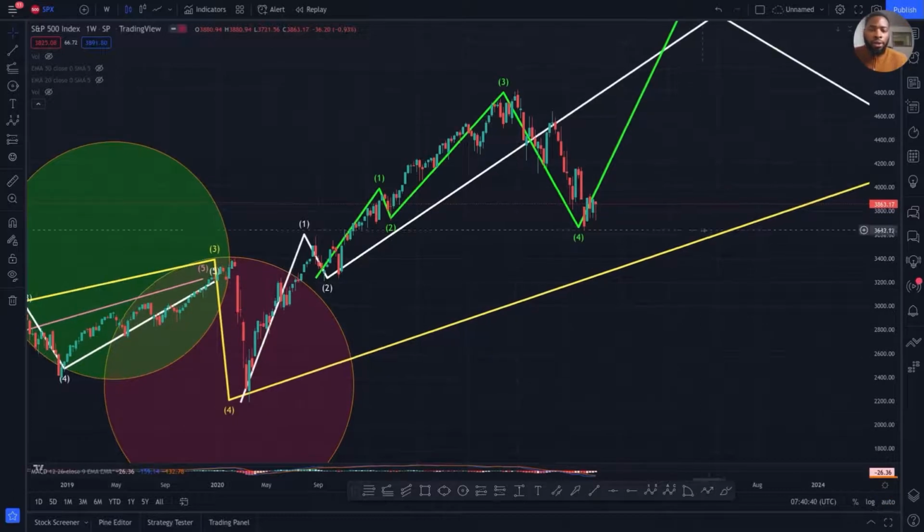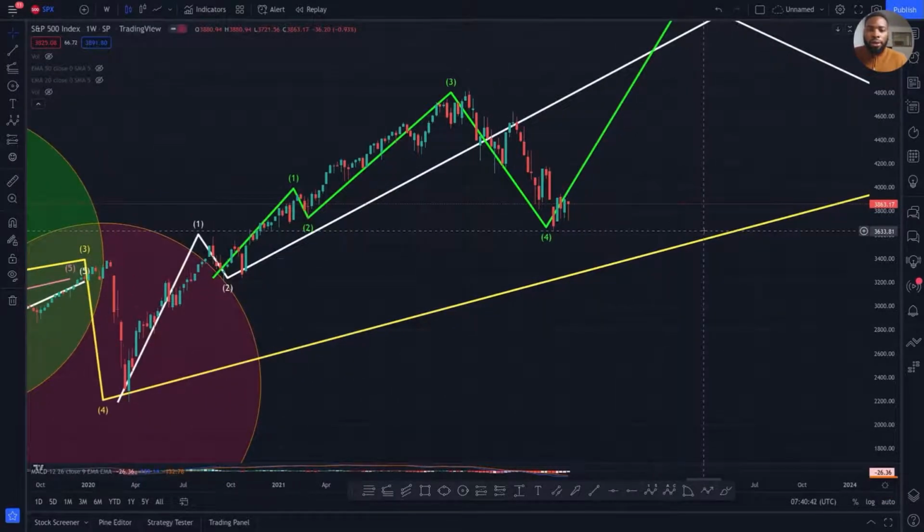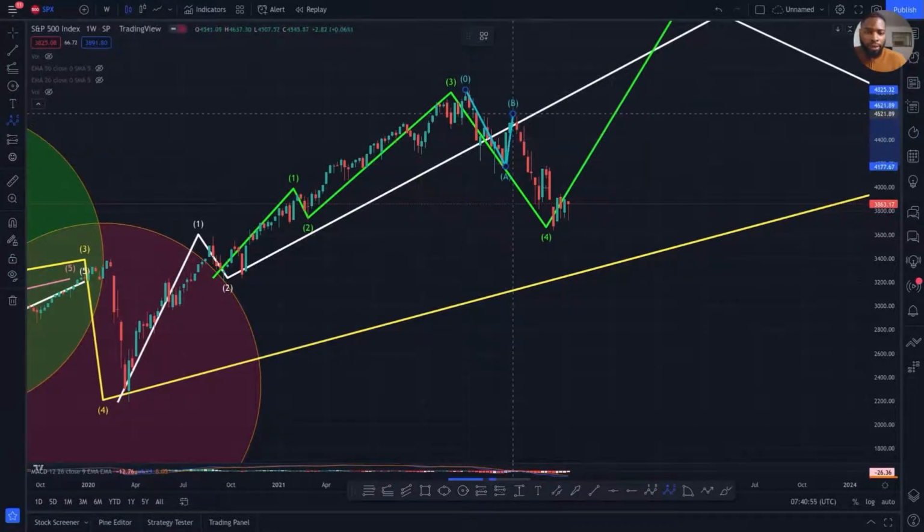As you can see already, this is the fourth wave. This is the fourth wave. Okay, my tool is A, B, C pattern.